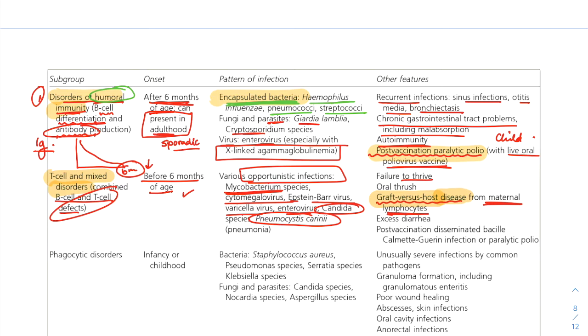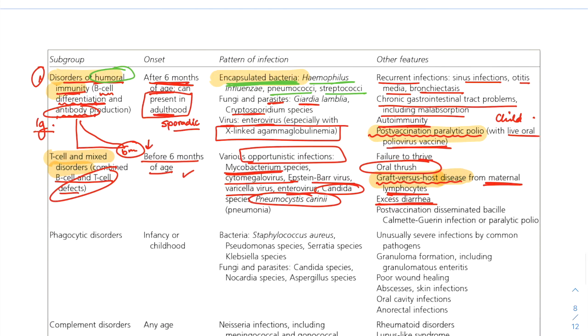These babies usually present because of opportunistic infections by fungi like Candida, and can present with oral thrush. They also get opportunistic infections by viruses like Cytomegalovirus, Epstein-Barr virus, enteroviruses, etc. They can develop diarrhea, which is excessive and not controlled by antibiotics, and they also develop post-vaccination disseminated TB.